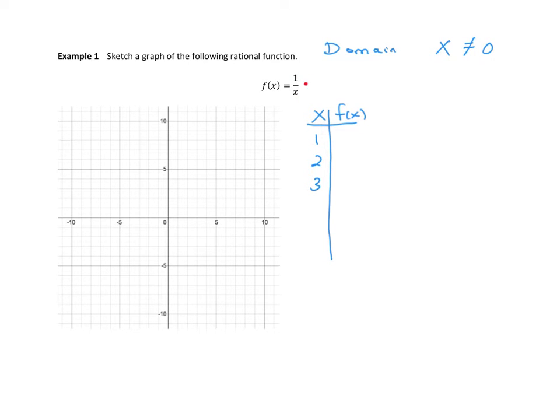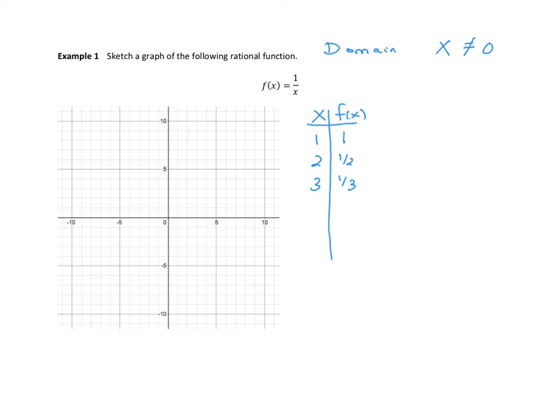So for 1, you'd have 1 over 1, but 1 over 1 is just 1. If you plug in 2, you get 1 over 2, that's a half, or 0.5 as a decimal. And if you plug in 3, you get a third, and I think the trend will continue. For 4, 5, and 6, you'd get a fourth, a fifth, and a sixth. So let's try to plot these points as best we can.